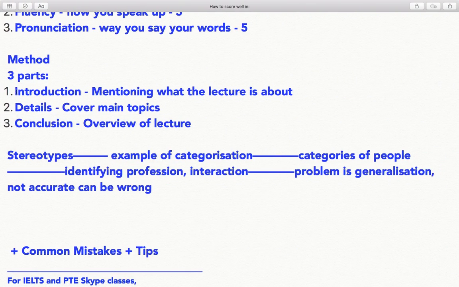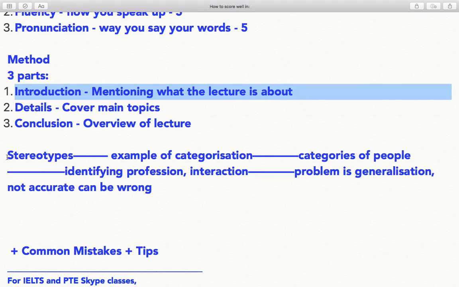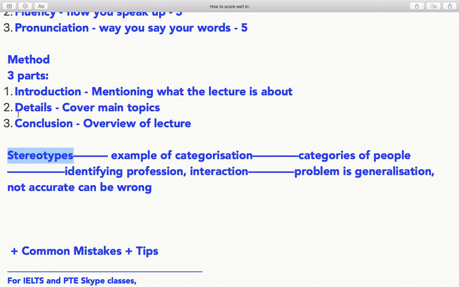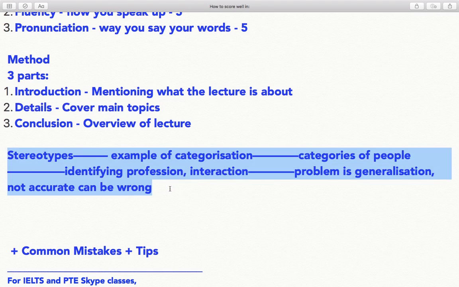Now, in the introduction, I mentioned what the lecture is about, which was about stereotypes. In the details now, this is where students make the most mistakes, and I'll cover that in the common mistakes as well. They try to cover vague stuff, but over here, what you see is just the main topic. Remember, she was also talking about a chair in the lecture. You can go back in the video and play it from that point.